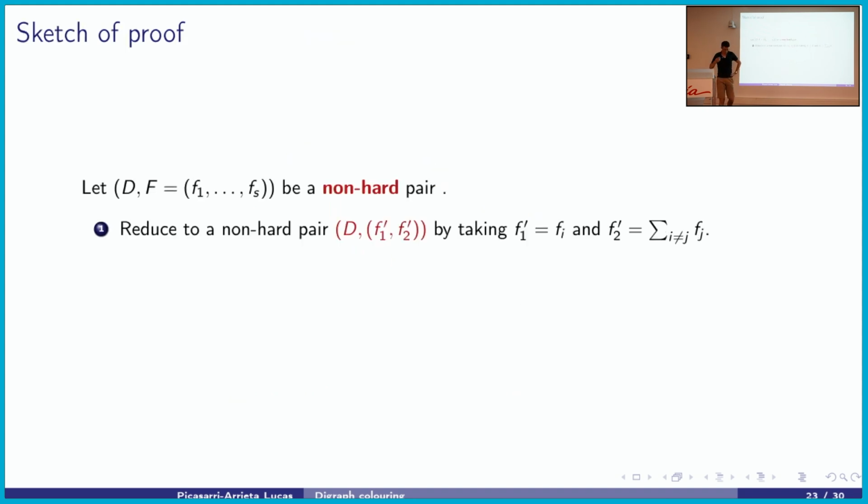And this is the main tool. And now let's see a sketch of the proof. So we have D, F, which is a non-hard pair. Then the very first step consists of reducing to the case where we only have two colors.